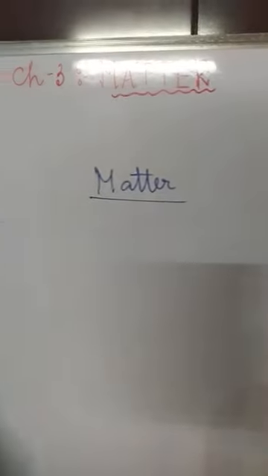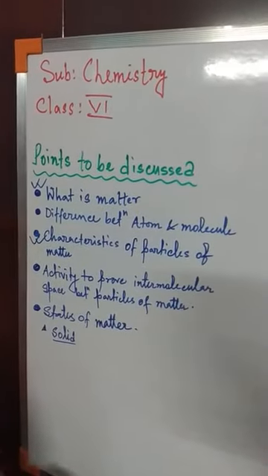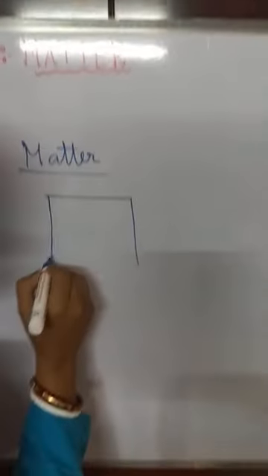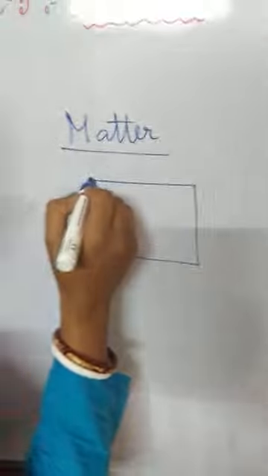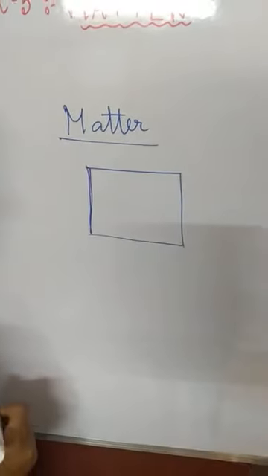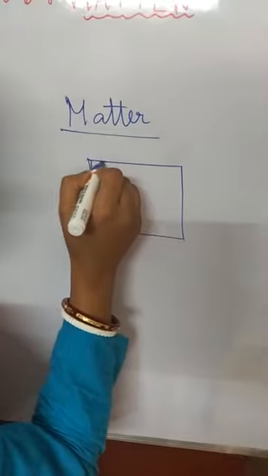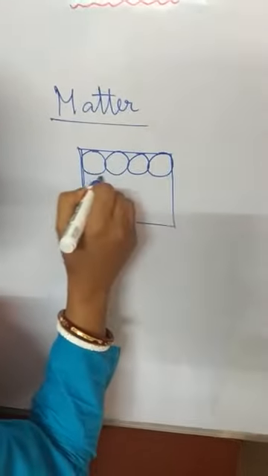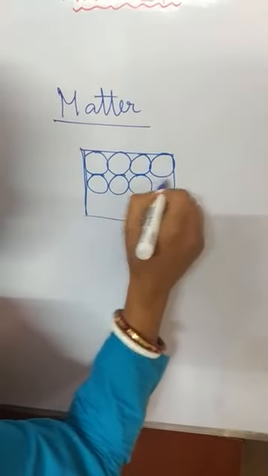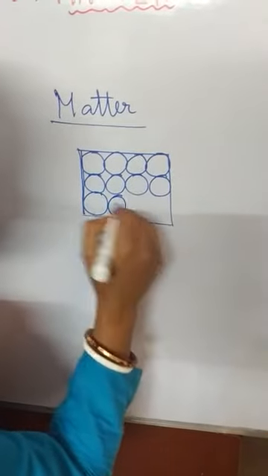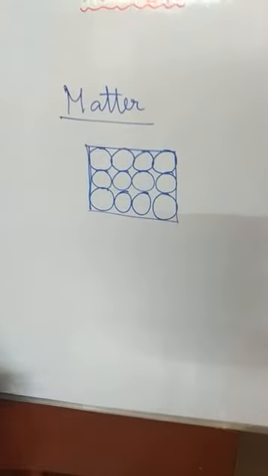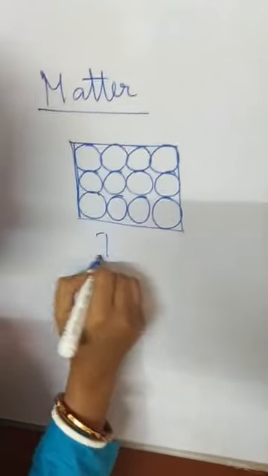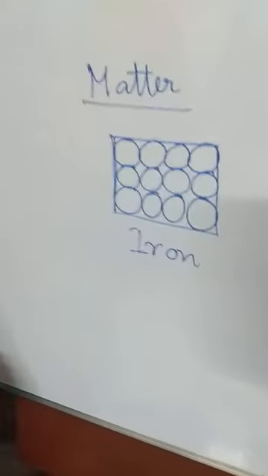Now we will be discussing the characteristics of particles of matter. For this, let us take an example. Suppose this is a piece of iron, okay. It's an iron block, suppose. Now if we see this properly, we will see that it is composed of so many particles, okay. So these are the particles of iron, or any matter.